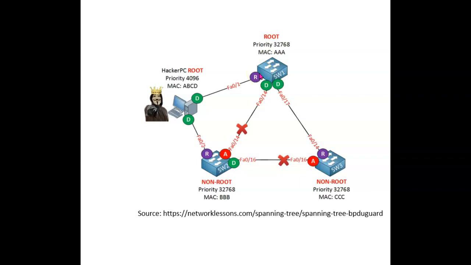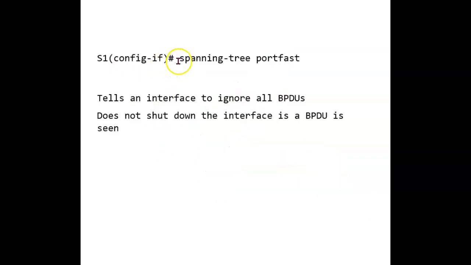So what I can use is PortFast, which also serves another purpose in that if all BPDUs are ignored, then convergence will be faster. We don't need convergence on these ports where this PC is plugged in because it doesn't need to participate in STP. All right, let's take a look then at PortFast and what it does.